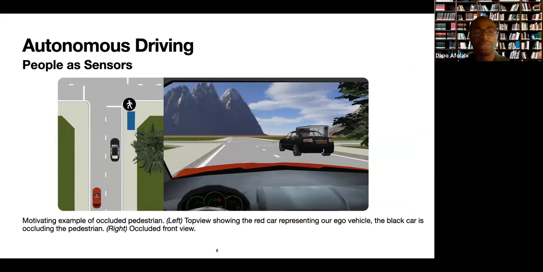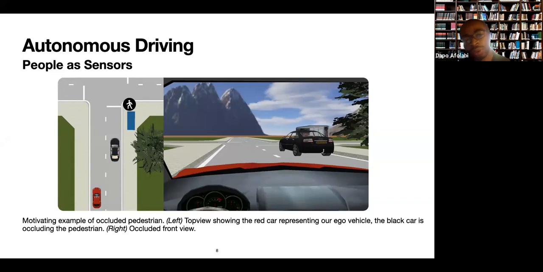So what's going on here is you have a crosswalk and you have a pedestrian potentially there. So we can see from top view that the pedestrian may cross the crosswalk, but from the front view, let's say the red car is the autonomous vehicle and the black car is just another vehicle on the road. We can see that we can't visually spot the pedestrian because it's occluded by the black car. And this could be a very dangerous scenario because if we don't know there's a pedestrian there, we might just go ahead and end up hitting the pedestrian.